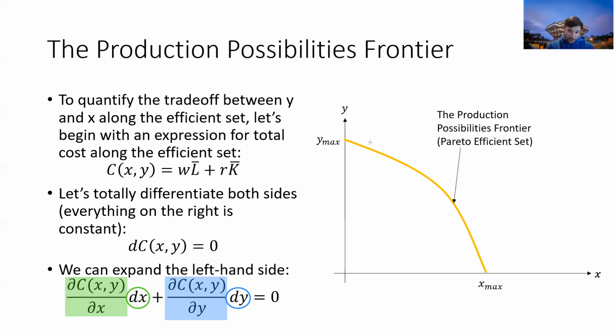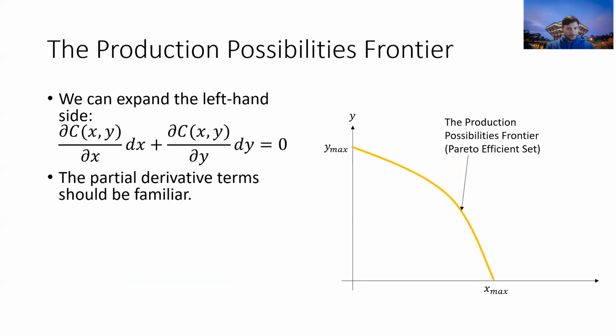Yes, very good. I see folks are saying in the chat, well, that's the partial derivative of a cost function with respect to output. You're right. It's the marginal cost. The term in the green box is the marginal cost of producing X. The term in the blue box is the marginal cost of producing Y. Okay, so we can rewrite this expression a little bit, given that those partial derivatives are familiar to us.